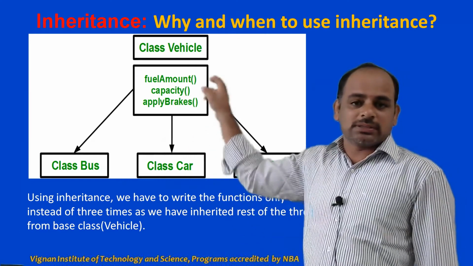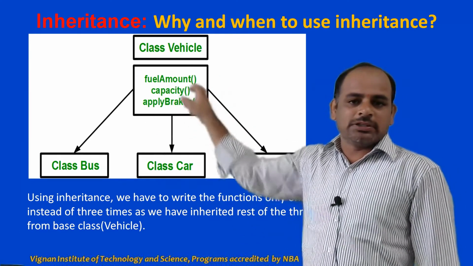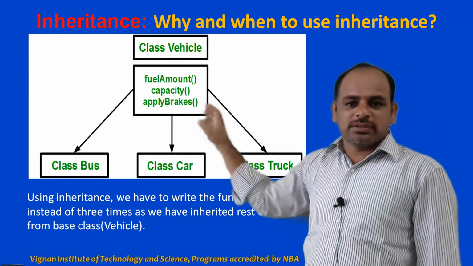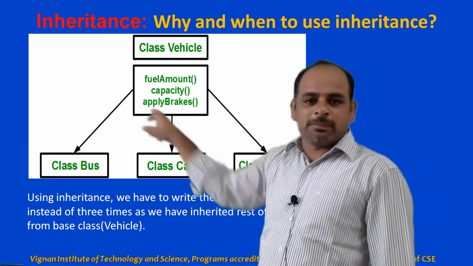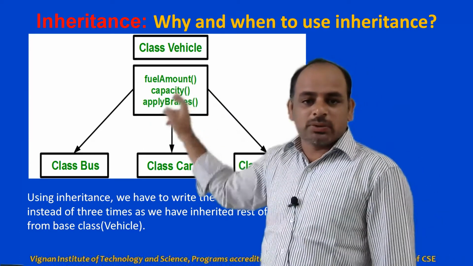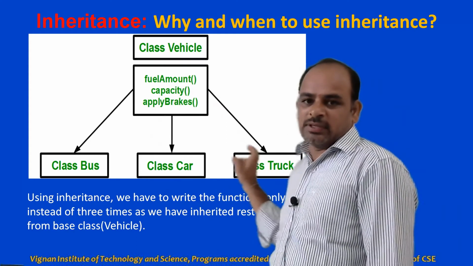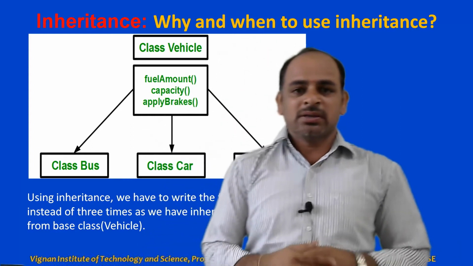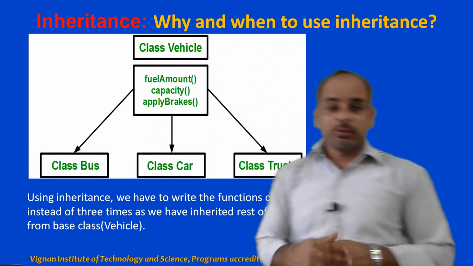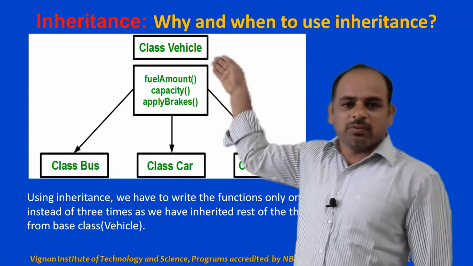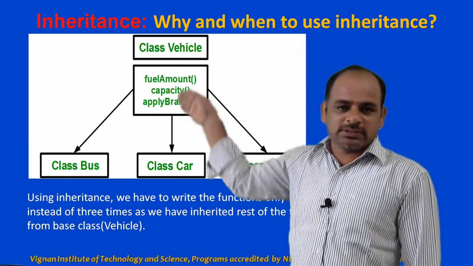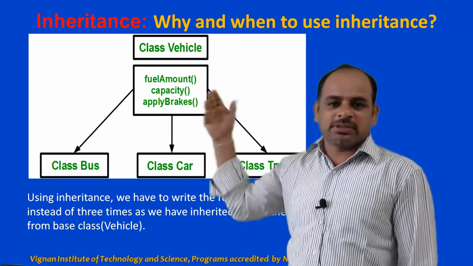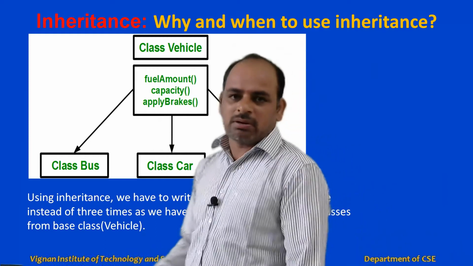So all these classes will inherit these properties: fuel amount, capacity, and apply brakes, right? These operations are implemented only once, but used by three different classes. So it is reducing the duplication of the code, and reusability also increases, because the code for these three operations is implemented only once and can be used by bus, car, and truck. The same methods can be used because every vehicle has these in common.